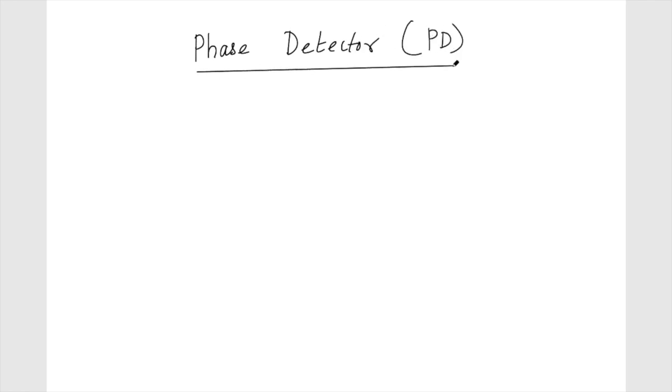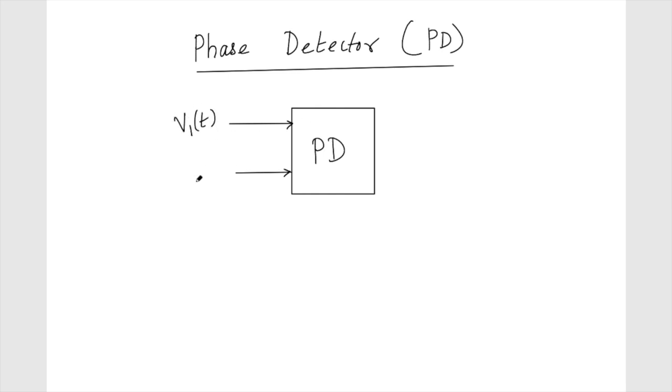So we will discuss the phase detector, PD. Let's try to understand the properties of a PD first. So this is my PD. In a PD, I will definitely have two inputs. Let's call them V1(t) and V2(t). And we have this output, which is the output of the PD.